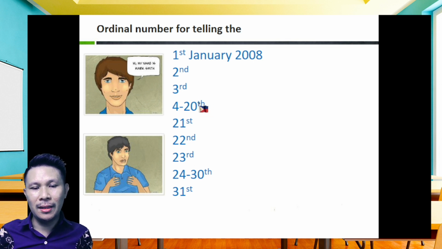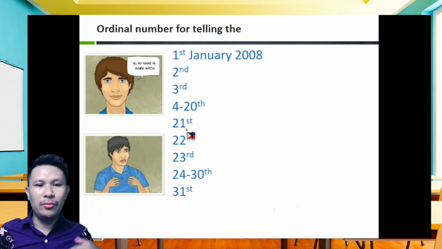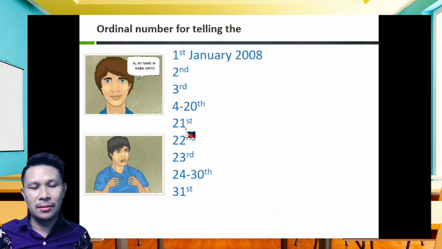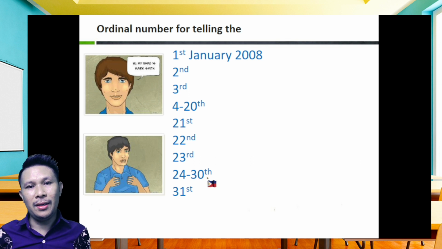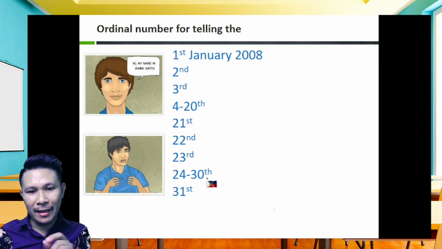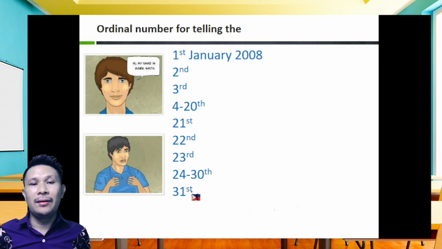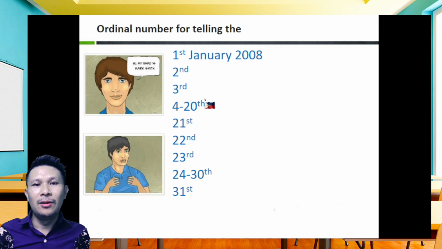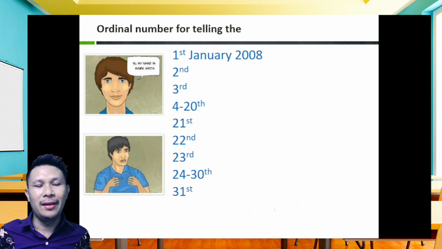The ordinal letters there are TH. Then we start again with the 21st, 22nd, 23rd. From 24 to 30, we write TH again, and then 31st. How about 11? We don't say 11st, no, we just write TH: 11th.